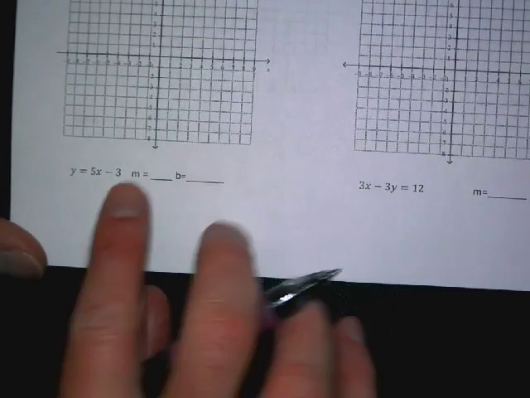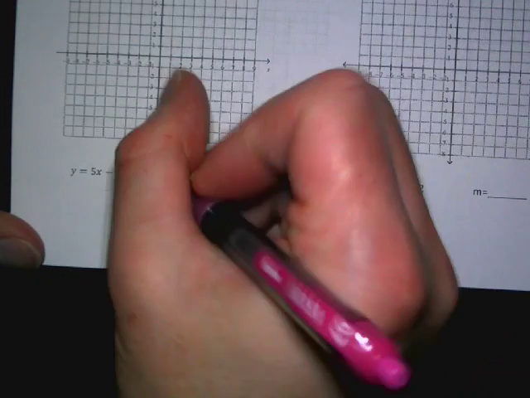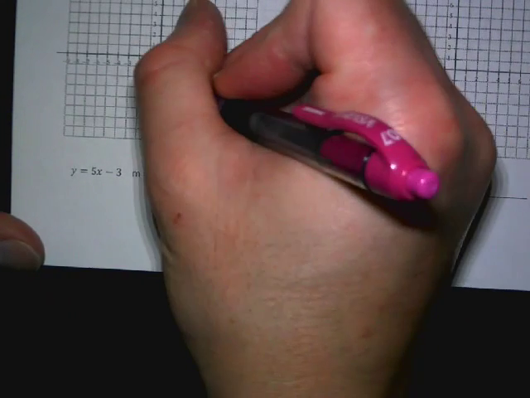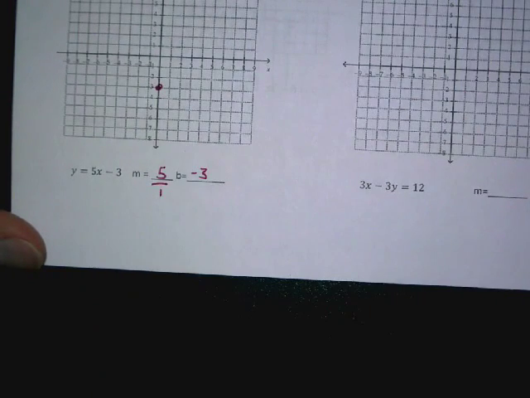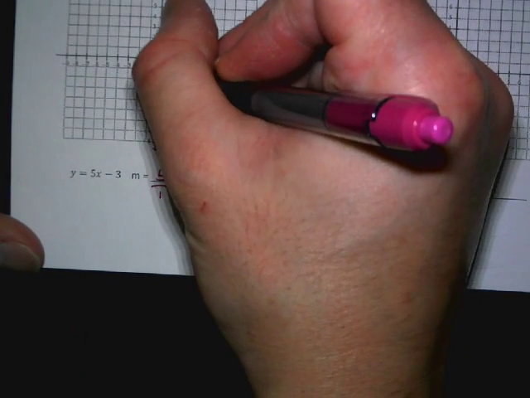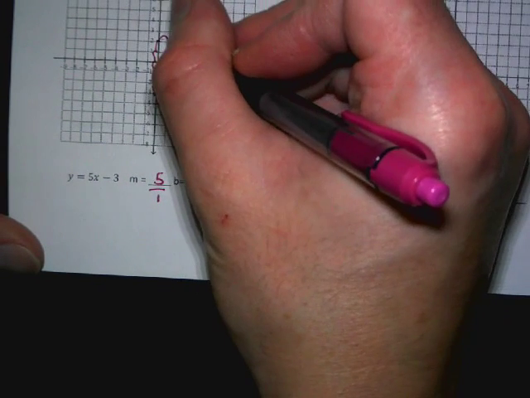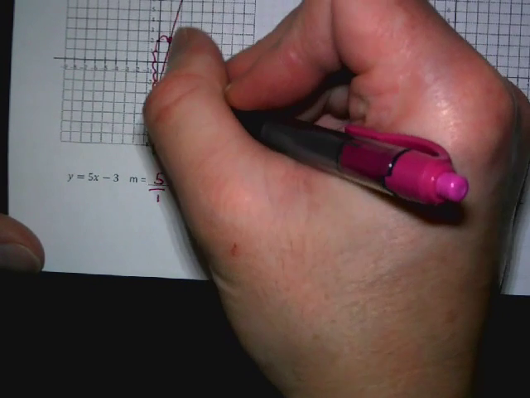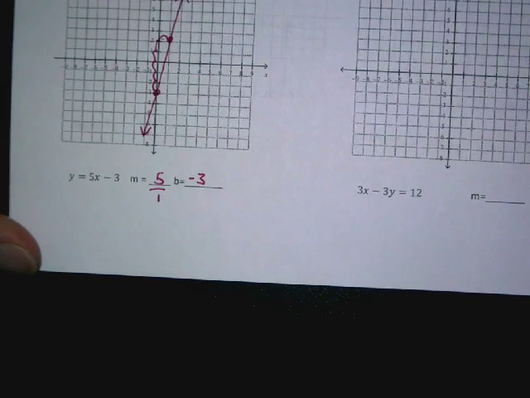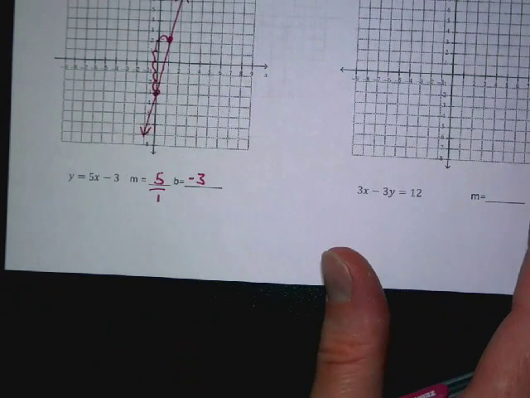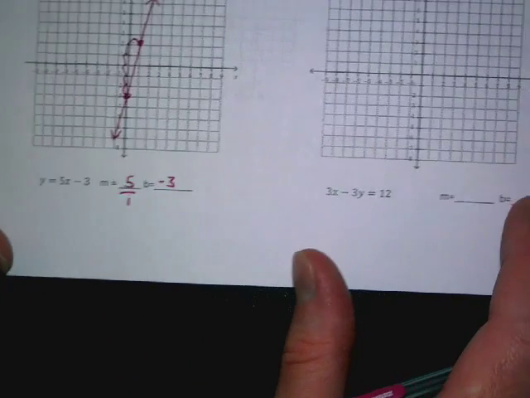If we look at the bottom left one, this one's already solved for y again, so this would have a slope of 5 and a y-intercept of negative 3. So we put a point at negative 3 on the y-axis. Slope of 5 is 5 over 1, so it's positive, so we're going to go up 5, 1, 2, 3, 4, 5, and we're going to go right 1. So there would be our graph of that line. Positive slope, we got a line going up from left to right.